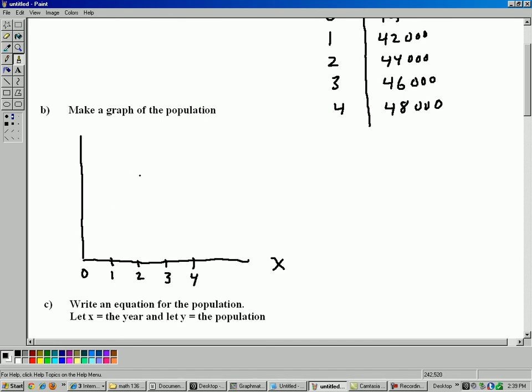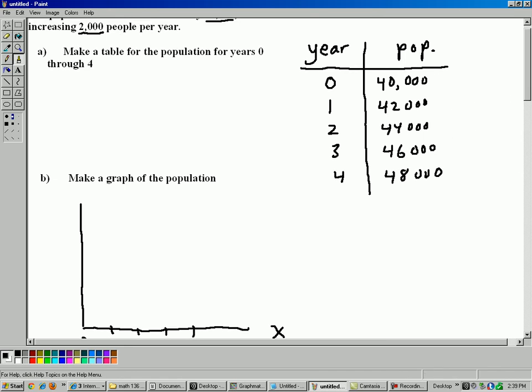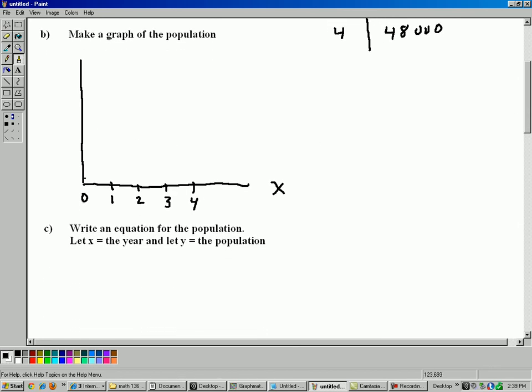And for the population, it's going from 40 to 48. So I guess I'll go by 2,000s here. I'll start here at 40,000. If you wanted to, you could write just 40 or 40K. I'll go ahead and write the whole number out. 40,000, 42,000, 44,000. Now it's just a judgment on my part to increase by 2,000. You could increase by 5,000 if you wanted to. That would be fine as well. 46,000, 48,000. And I might as well go up to 50,000 just so we have it rounded off.